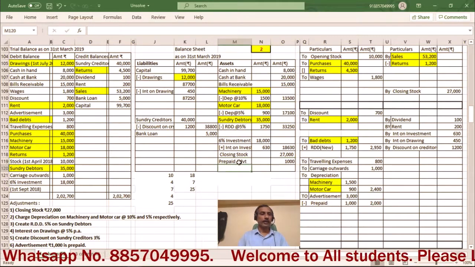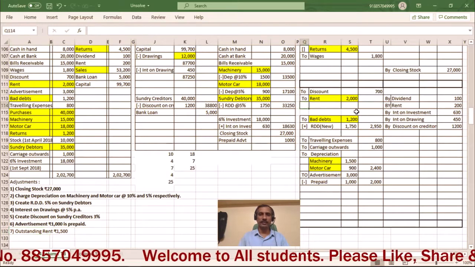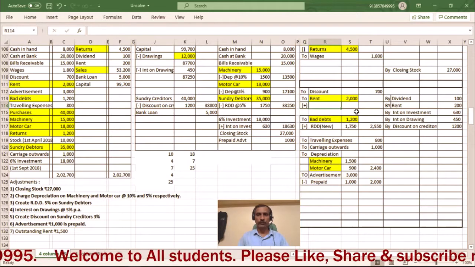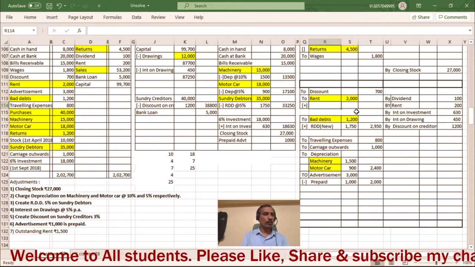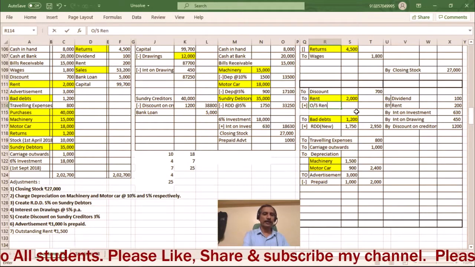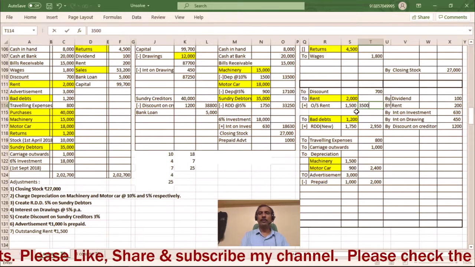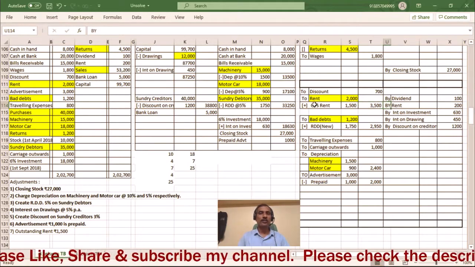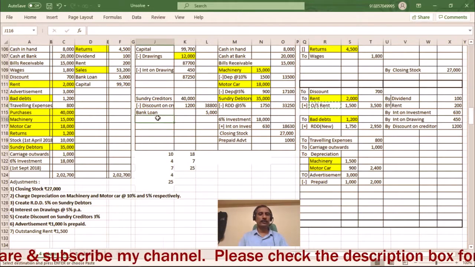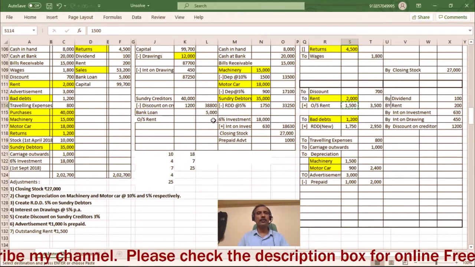Now the next adjustment, the last adjustment, is outstanding rent. So we have to add this balance. Outstanding means due but not paid. This is outstanding rent, we have to pay the rent. So here I'm going to show outstanding rent. The amount is 1,500 and the total amount will be 3,500. This outstanding rent we have to show on the liability side because it is our liability. When expenses increase, our liability also increases.